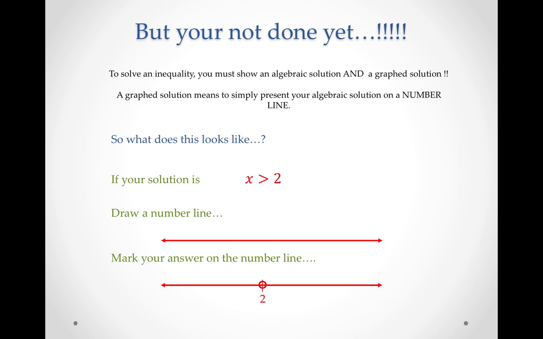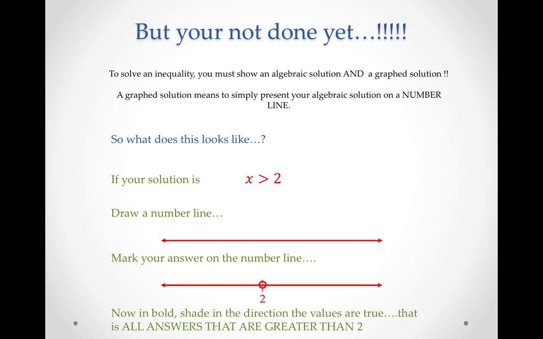Now, we know that all values of x must be greater than 2. So in bold, shade in the direction that the values are true. So if all answers are greater than 2, in bold, we would draw another arrow on top to show that all of my answers are greater than 2. So we'll move to the right-hand side.